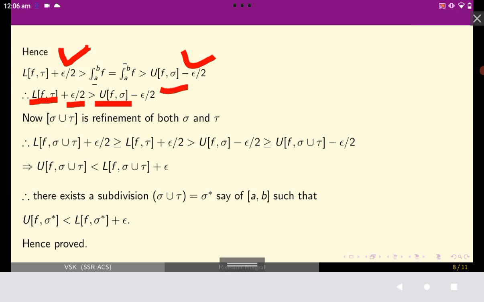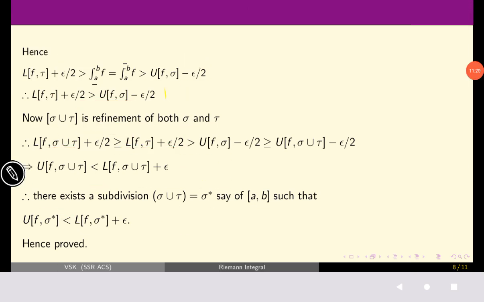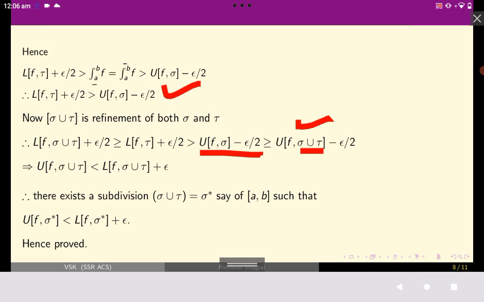Now let us take sigma union tau, which is a refinement of both sigma and tau. Then the lower Riemann sum with respect to sigma union tau plus epsilon by 2 will be greater than or equal to the lower Riemann sum plus epsilon by 2, that we know, and that is greater than or equal to the upper Riemann sum minus epsilon by 2. This is from here, and this will be greater than or equal to the upper Riemann sum with respect to the refinement, that we have seen in the previous lecture, minus epsilon by 2.